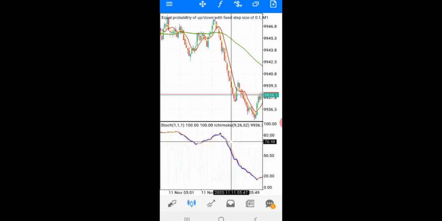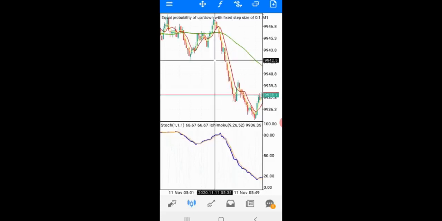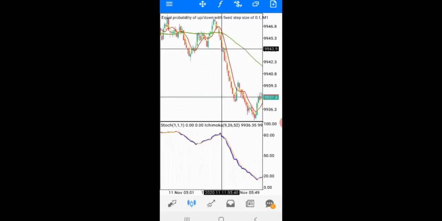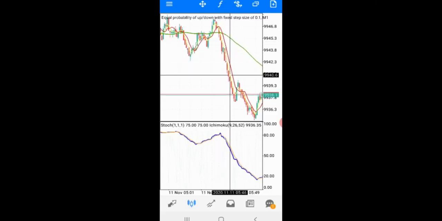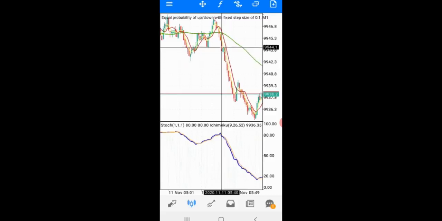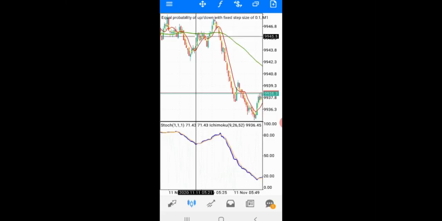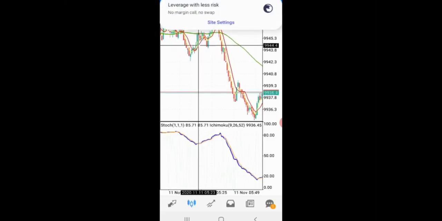Another confirmation again is that this red moving average should now be on top of this yellow moving average. That is an indicator of a sell, an indicator of a downtrend. But if this yellow moving average is above the red one, just like this place, above the red moving average, then it's a buy.